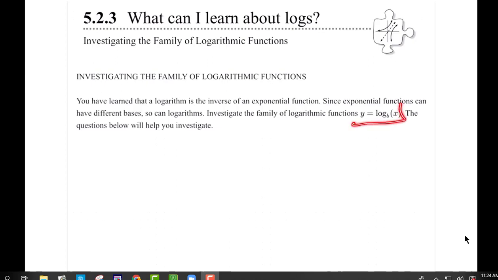So if we had y equals log base b of x, if we wanted to find the inverse, what do we do first? Switch x and y. Right? So we would have x equals log base b of y, right? And then we want to be able to solve that for y. So right now, the way that it's written, we don't know how to manipulate this logarithm, so we're going to change it into an exponential function.